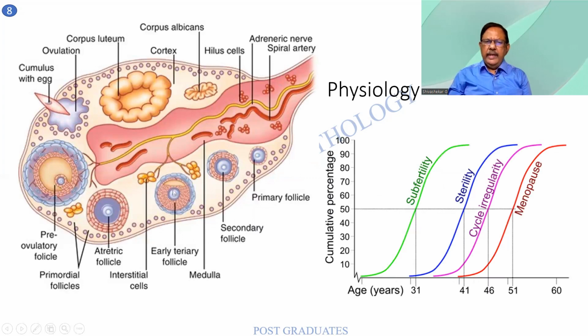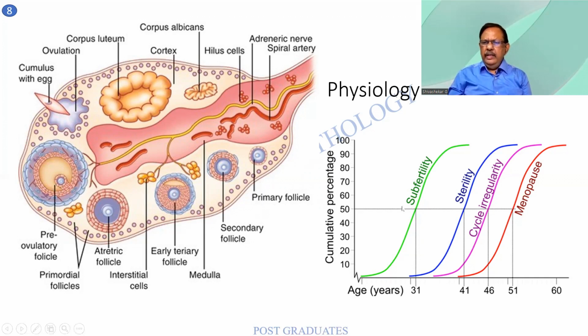A beautiful line diagram for recollection. You have been seeing this day in and day out and making the diagnosis. The medulla, the cortex, primary follicle, secondary follicle, tertiary follicle, which becomes atretic later on. If it persists, there is a pre-ovulatory follicle, and finally the egg is released. There is a remnant of it which is formed, the corpus luteum, then the corpus albicans.